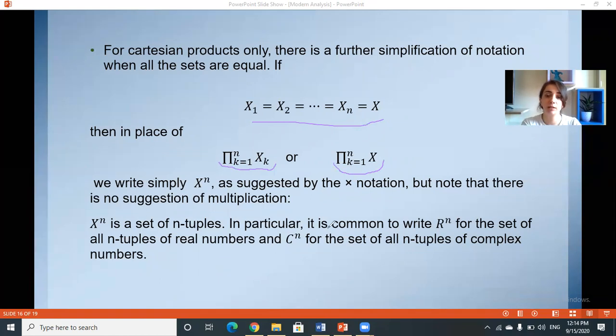The notation is the cross product, this cross product, but note that there is no suggestion of multiplication. x to the n is the set of n-tuples, okay? In particular, it's common to write R to the n for the set of all n-tuples. If we have two sets, we write R2. Or if we have a triple, we write R3, okay? And also C to the n for all n-tuples of complex numbers.